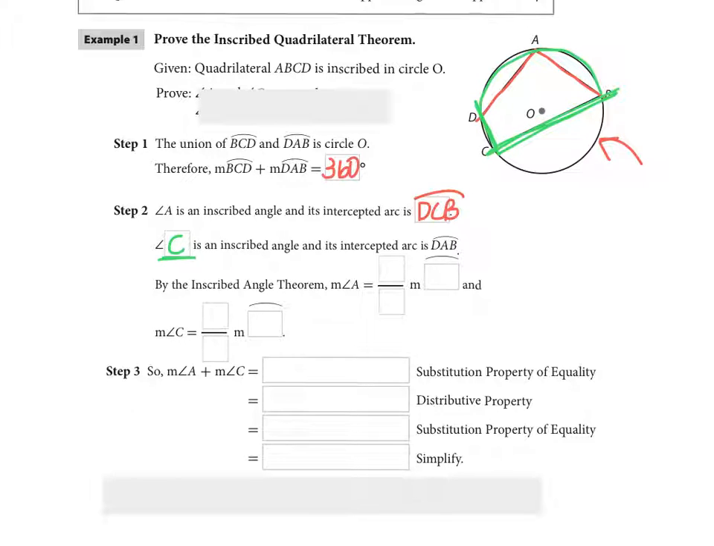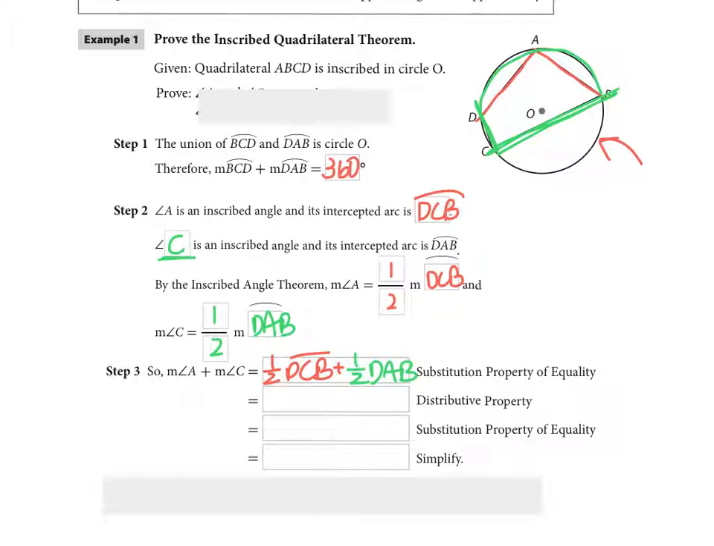So by the inscribed angle theorem, the measure of angle A equals 1/2 of the measure of arc DCB, and the measure of angle C equals 1/2 of the measure of DAB. Okay, you all know all of those things to be true. All right, so the next step, it says the measure of angle A plus the measure of angle C equals, they're wanting me to use substitution. So we're going to substitute those values that we just wrote down. 1/2 of DCB plus 1/2, here I'll keep the colors the same, 1/2 of DAB.